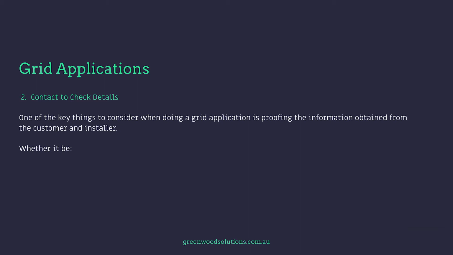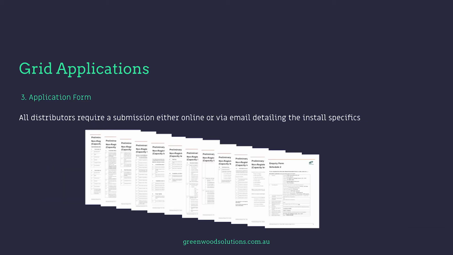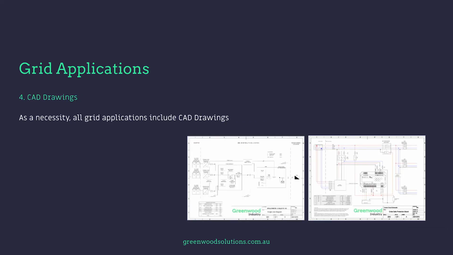One of the key things to consider when doing a grid application is proofing the information obtained from the customer and the installer. Whether it be ensuring customer information is correct, ABN, company name, etc. System design from point of attachment all the way back to the panels is correct. Voltage rise is within the allowable 2%, and so on. All distributors require submission either online or via email detailing the install specifics. As a necessity, all grid applications include CAD drawings.